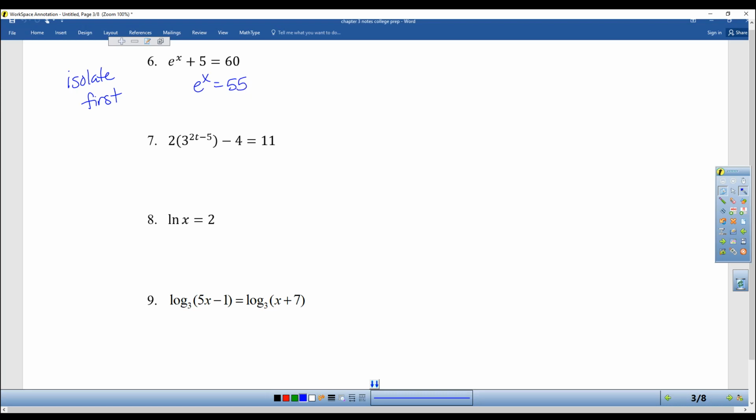And now to undo an e, use natural log. So when you hear me say something like that over and over and over again, that lets you know that's probably a really good thing to write in your appendix. When you see an e, undo it with a natural log. If you would like to have this as a decimal, please round to 3 decimal places. That way it's pretty accurate.